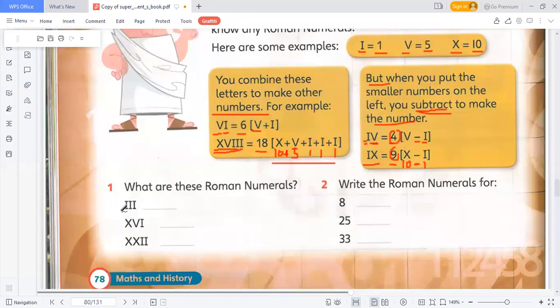What are these Roman numerals? This one, what's this? It's 3. Oh, very good. Okay, that's 3. Next one, what about this one?